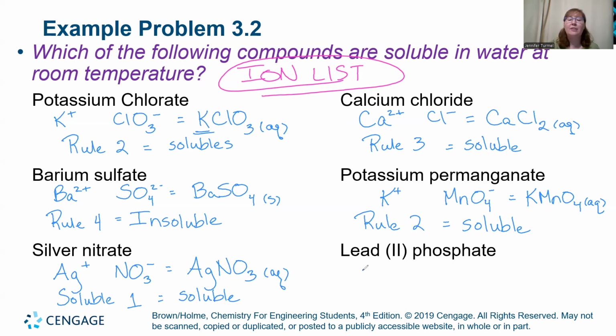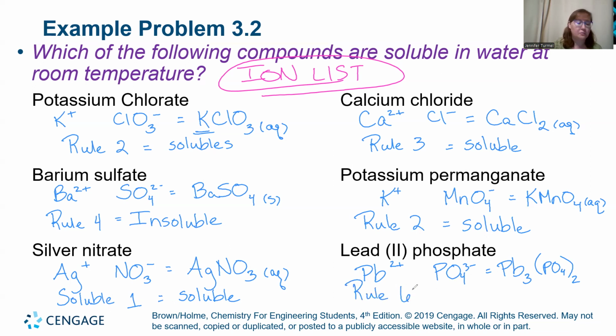Now, last but not least, we have lead 2, Pb2 plus, and phosphate, PO4 3 minus. So when we bring those together, we have Pb3(PO4)2. And if we look at rule number 6, we see that phosphates tend to be only slightly soluble, except for a few exceptions, and lead 2 is definitely not one of those. So this is going to be insoluble, and we can put a little S after it, indicating that it is going to be solid.